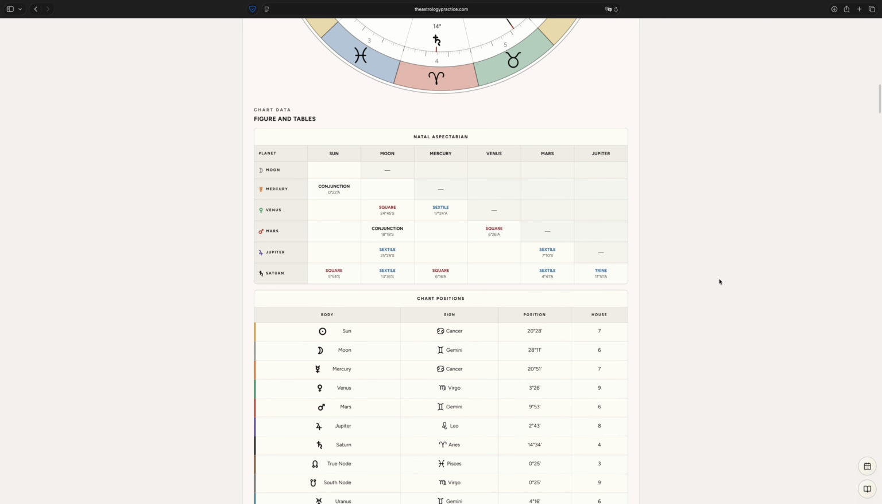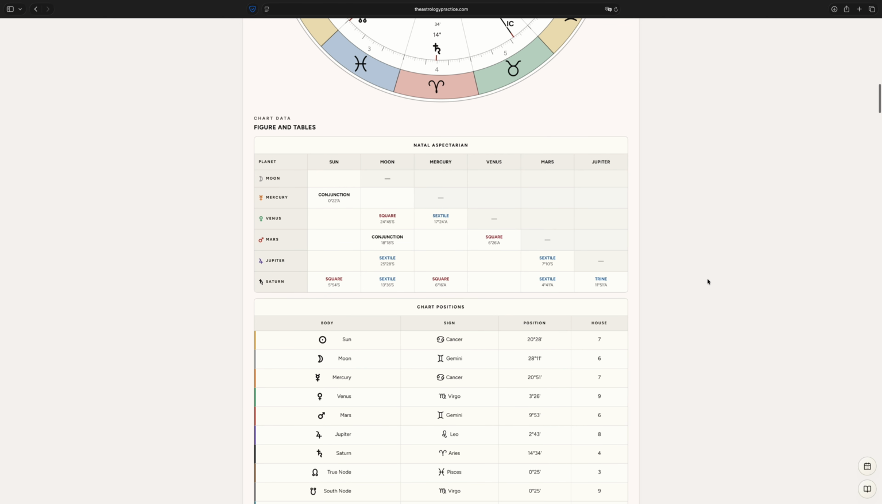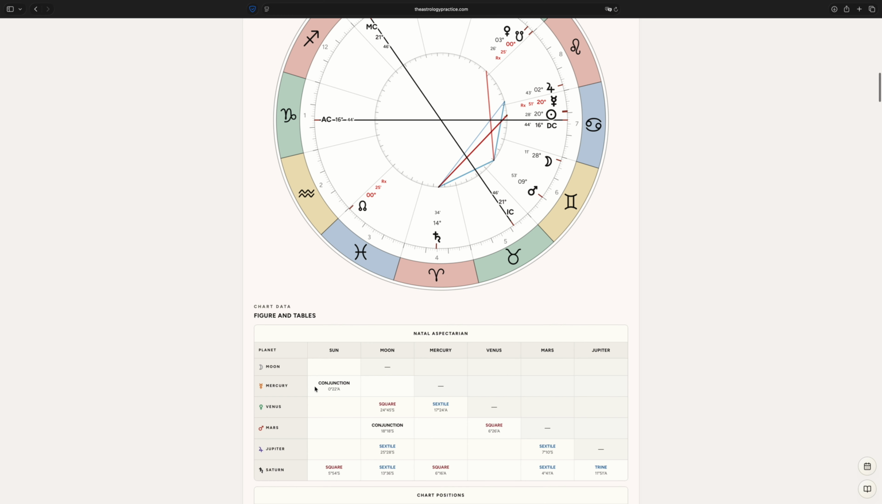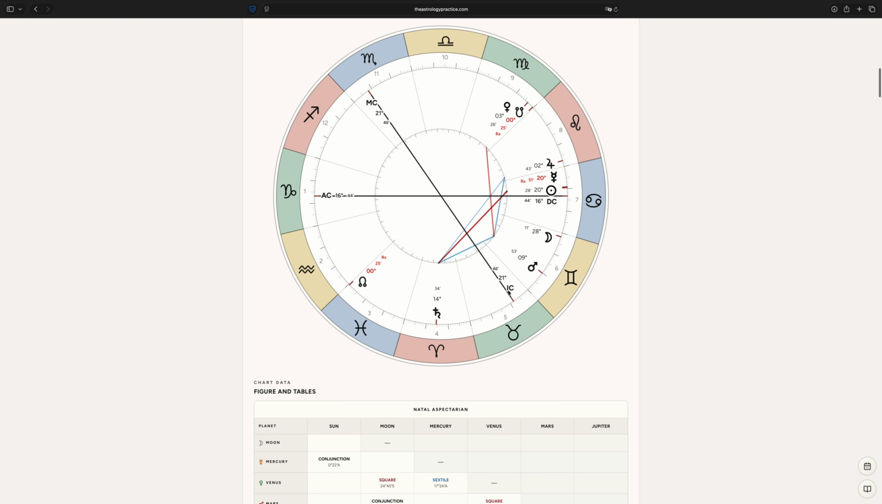Later, you're going to have a natal aspectarian. I'm only showing Ptolemaic aspects. I'm only showing the conjunction, the sextile, the square, the trine, and the opposition. We can see between the Mercury and the Sun, we have a conjunction. It's within 0 degrees and 22 minutes and it's applying. That means they're getting closer and closer to each other, right?